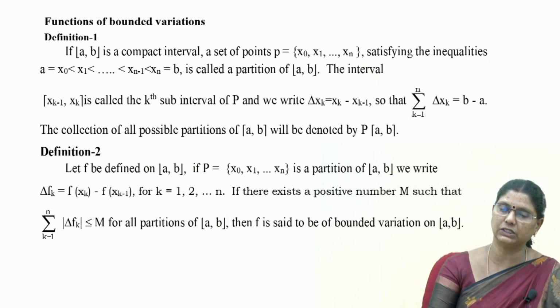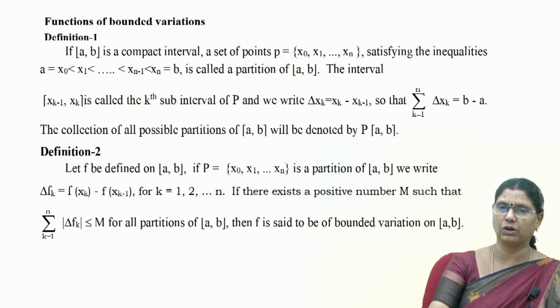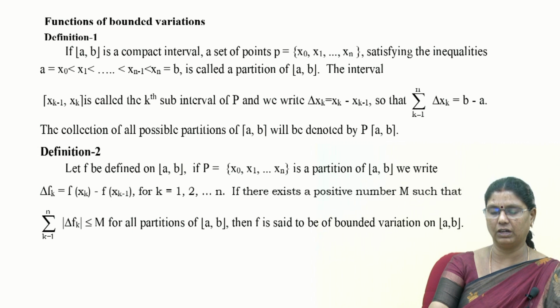Next one, functions of bounded variation. If [a, b] is a compact interval, a set of points P = {x0, ..., xn} satisfying the inequalities a equals x0 less than x1, ..., less than xn equals b is called a partition of the closed interval [a, b].